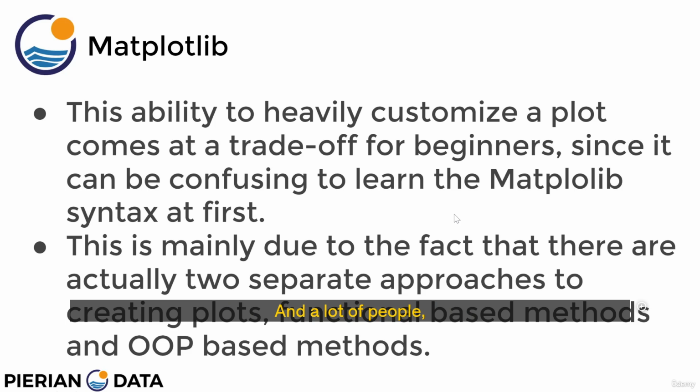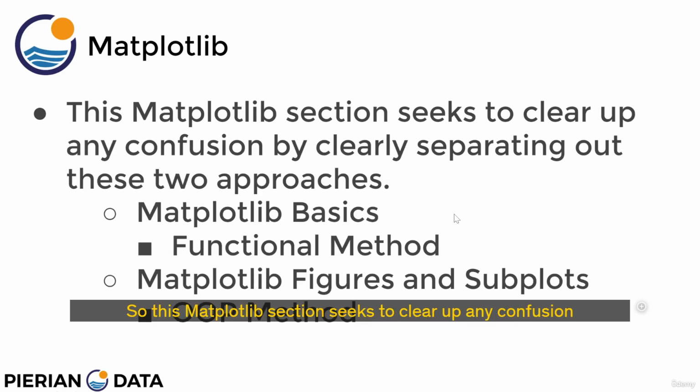And a lot of people, when they're first teaching it or first learning it, the distinguishing difference there isn't clear. And so what we're really going to try to do here is ease you into Matplotlib and clearly distinguish these two methods, which is one, the functional-based method calls, and the other one is the object-oriented programming or OOP-based method calls.